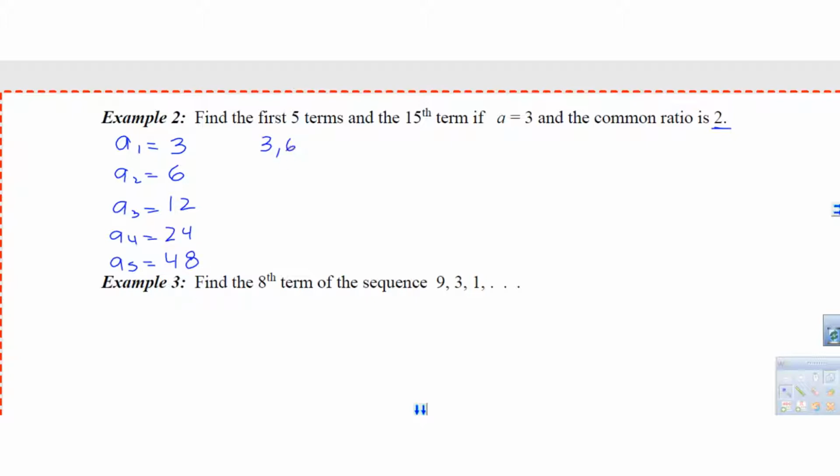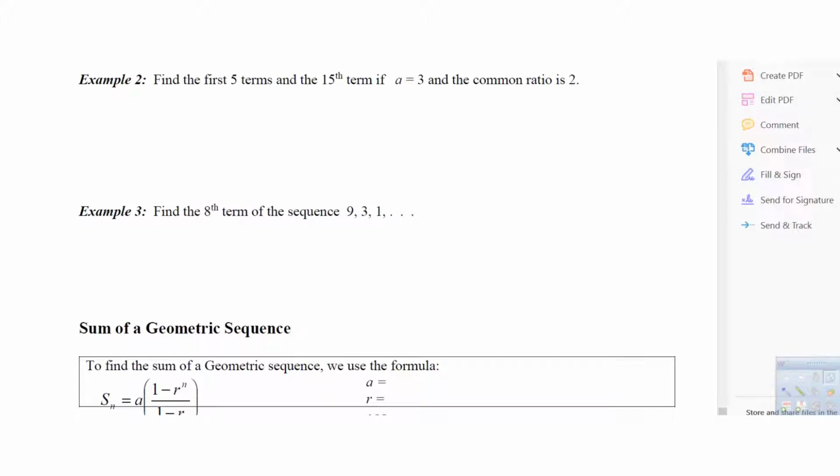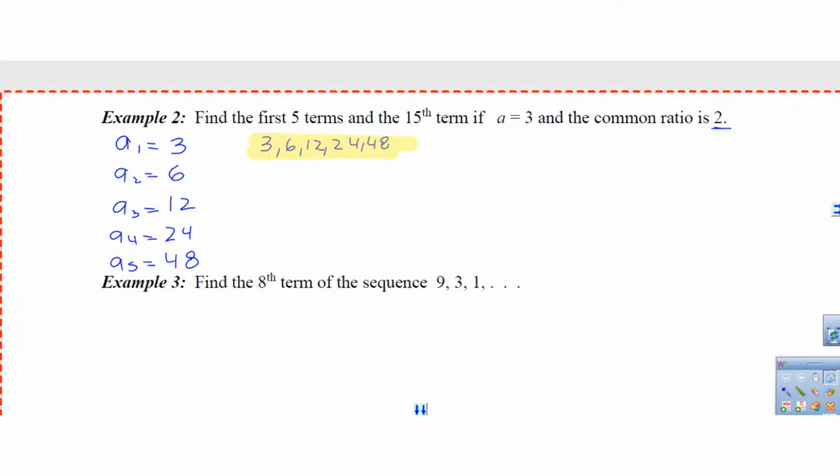And like I told you last time, I would write that as a sequence. I don't think they would take points off, but I feel like it's more proper if you write it as a sequence. That's all you have to do. Find the first 5 terms. So we're done with that. Oh, and the 15th term.